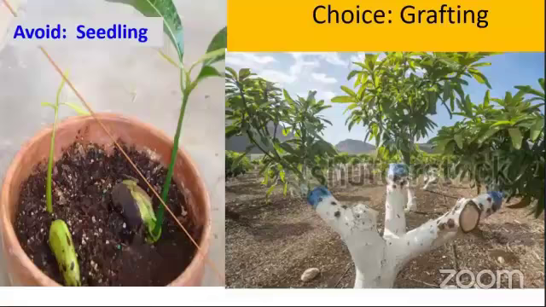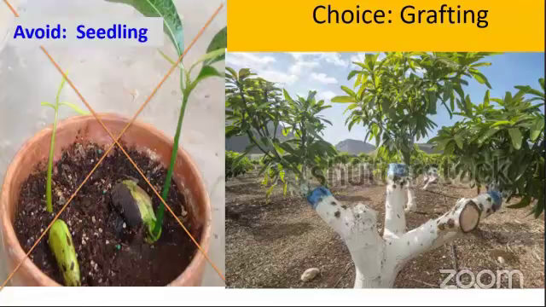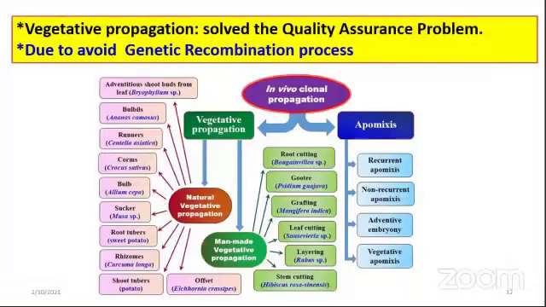They choose grafting or cuttings or whatever may be for their purposes. So this is the only cause. Vegetative propagation can solve the quality assurance problem caused by genetic recombination. So it is an important issue today that seedlings have lots of problems.